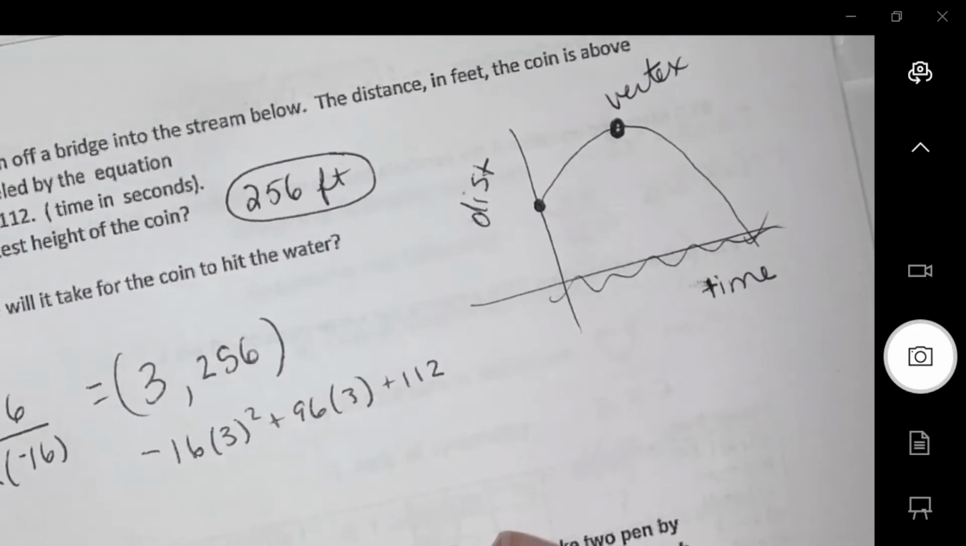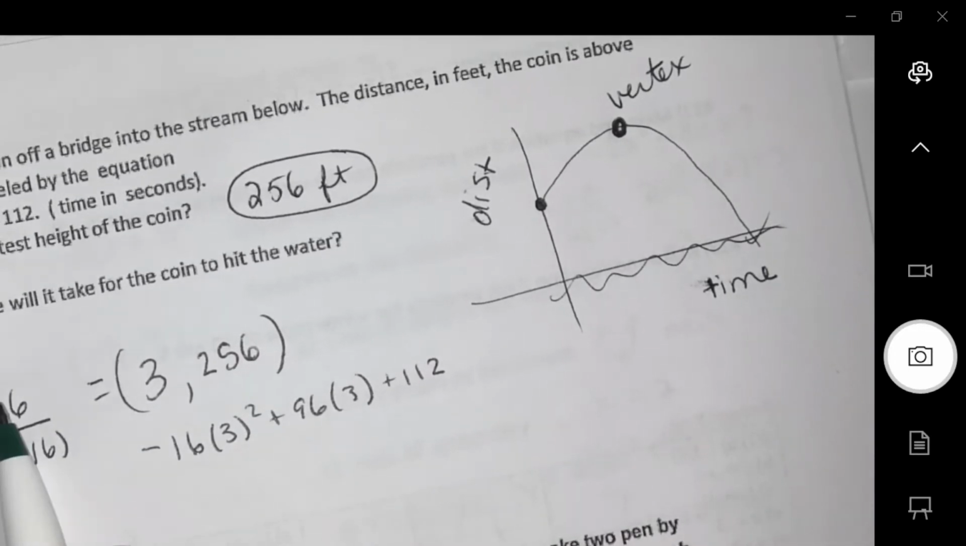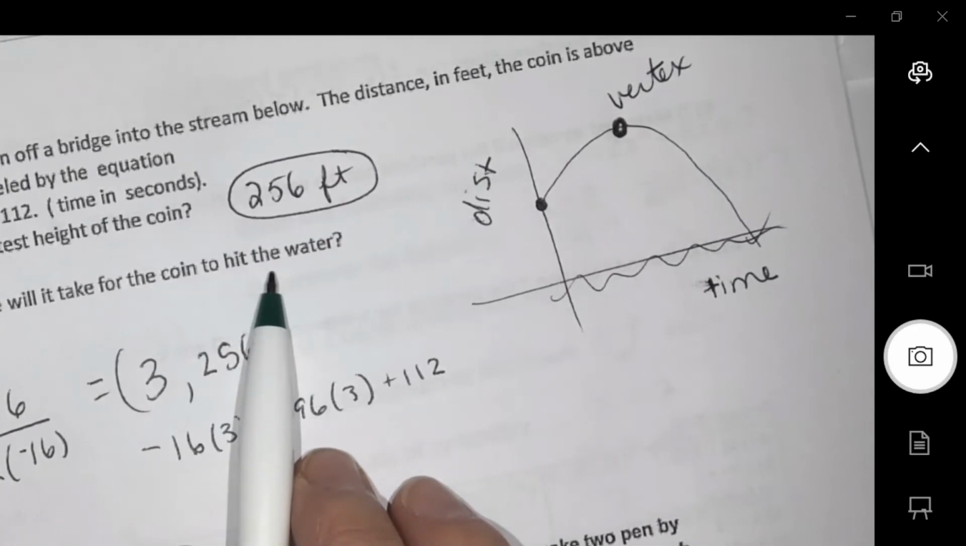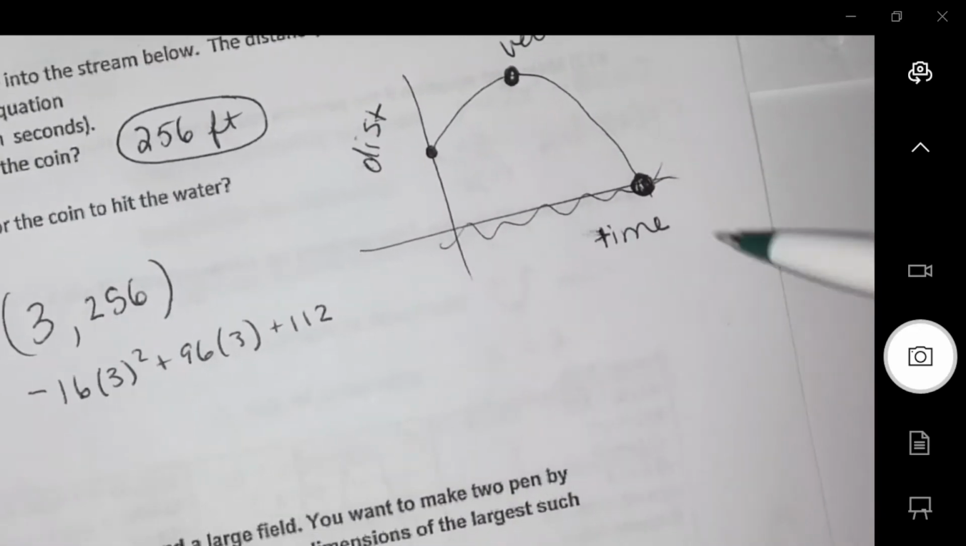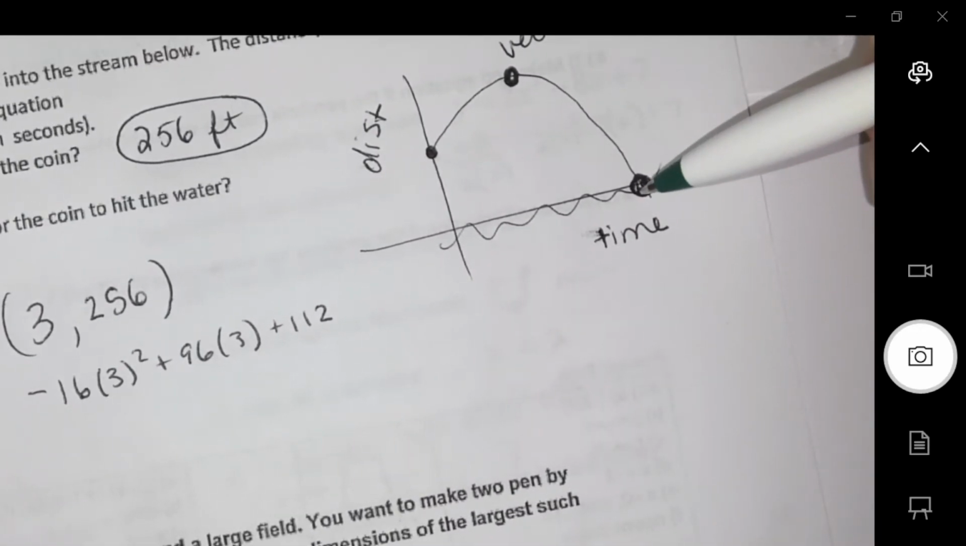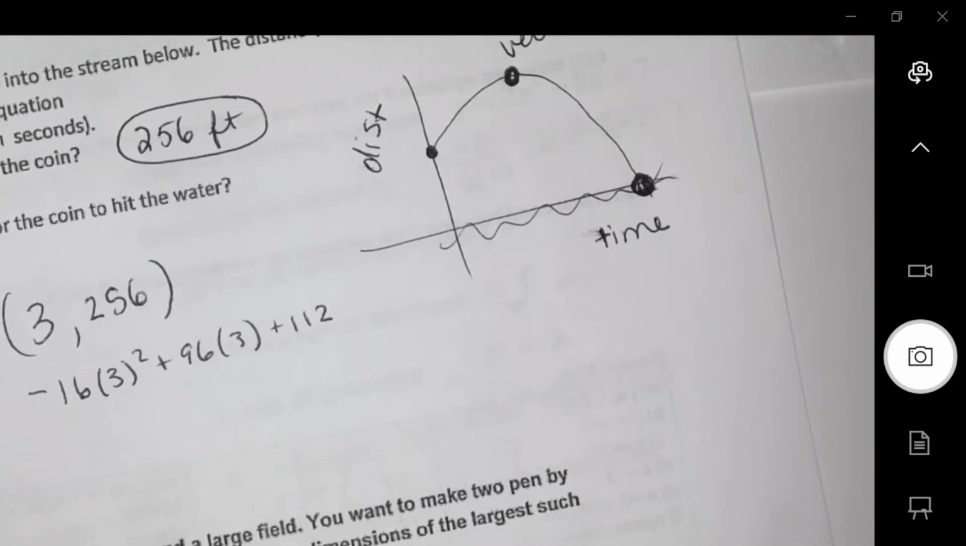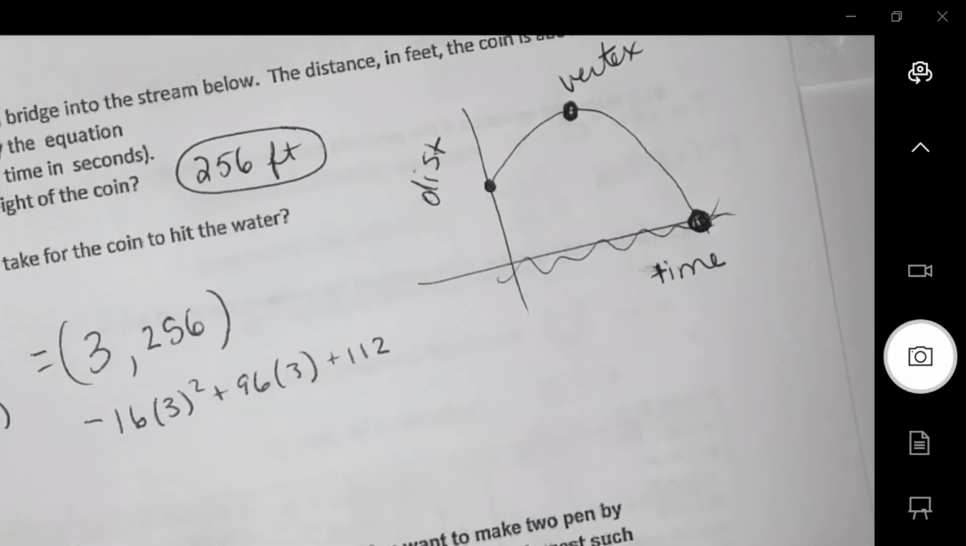So I could have said, how long will it take for it to get to the highest? What would you answer then? You would answer 3 seconds if I asked that question, right? Okay, the next question says, how much time will it take for the coin to hit the water? So that's this point. Wait, what did you say was going to be 3 seconds? If I asked, how long does it take for it to get to the highest? It would take 3 seconds to get there.